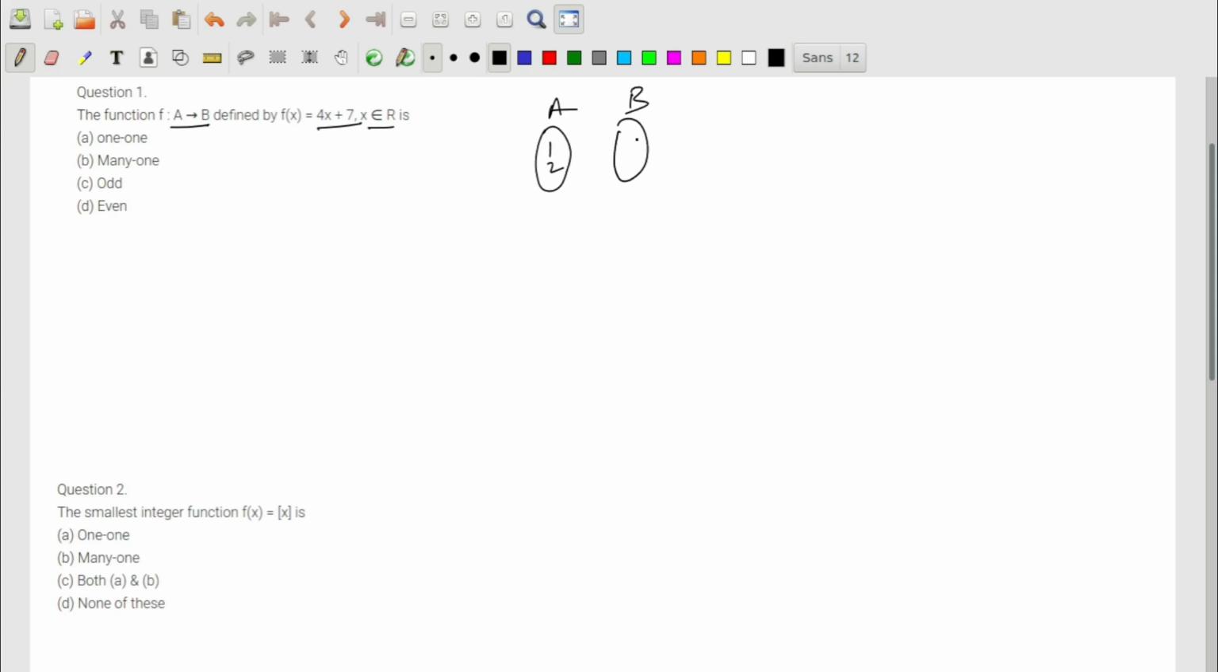If 1 and 2 are related to A and B respectively, this is your one one function. And a many one function is when 1 and 2 are related to the same element, that is A. This is your many one function. And the odd function: if f of minus x is equal to minus f of x, such functions are called odd functions. And what is an even function?